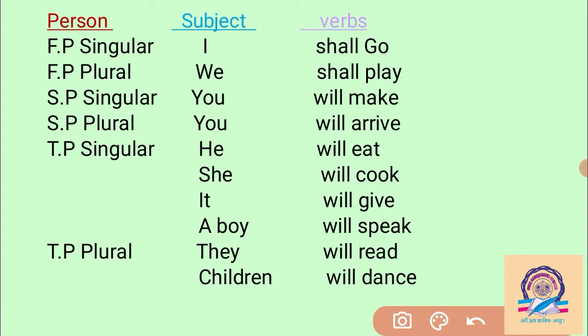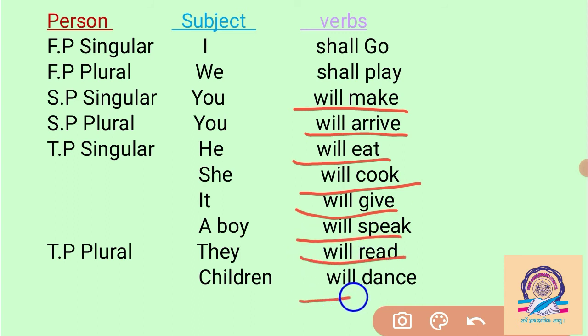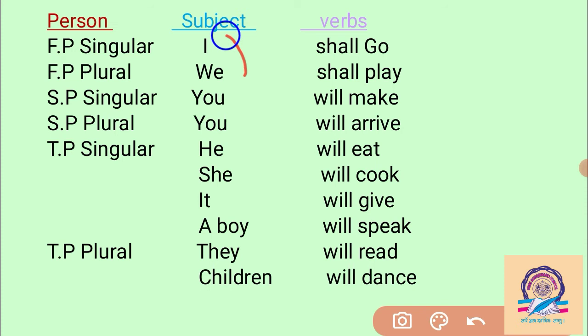So one thing to remember clearly: if the subject is I or we, then we have to use shall. With the rest of the subjects, you, he, she, it, one singular name, plural name, they, we have to use will. Then with will we have to use a verb here. So we can say will make, will arrive, will eat, will cook, will give, will speak, will read, will dance here. But if I and we are the subject, then we have to use shall with the verb here.